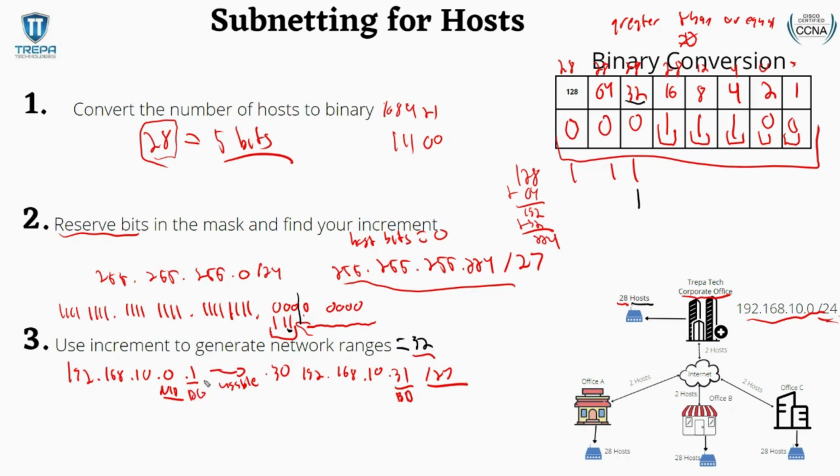Okay. So now we have decided and said, hey, from that original network, we have taken this chunk, .0 to .32, and assigned it to this corporate office. So now these IP addresses, .0 to .31, can no longer be used unless it's in this office.